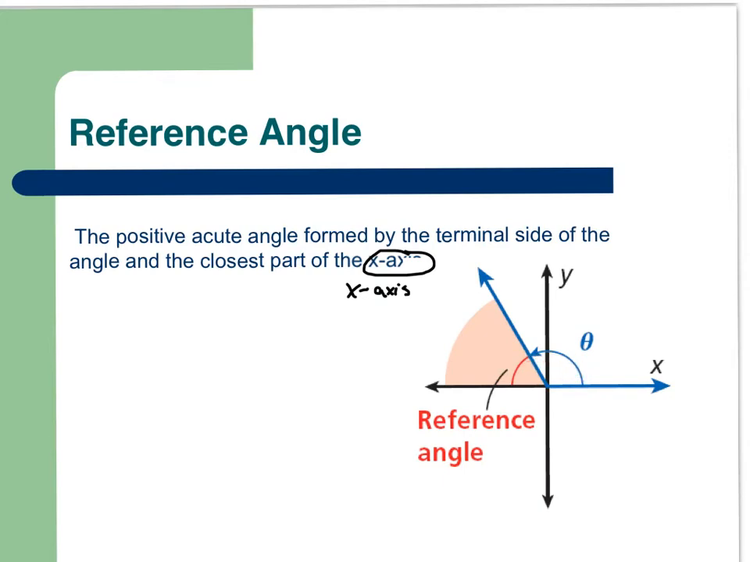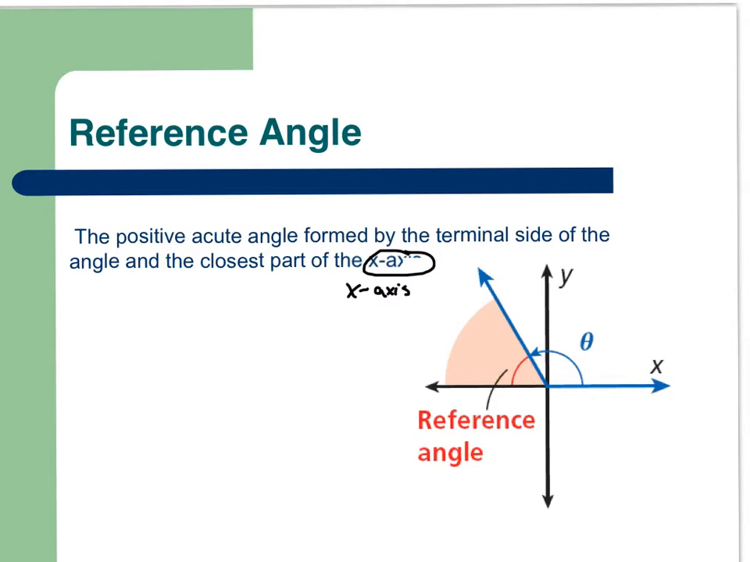So the reference angle, which is identified by this shaded region, is the angle that's created from where the initial one stops and the nearest x-axis. Okay? And so I'll read the definition. The positive acute angle formed by the terminal side of the angle and the closest part of the x-axis. So the closest part. We're always going to the x-axis.